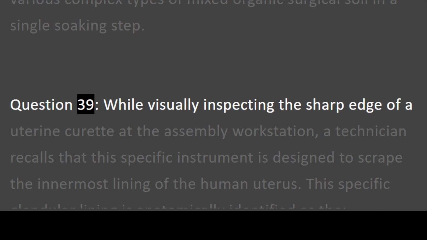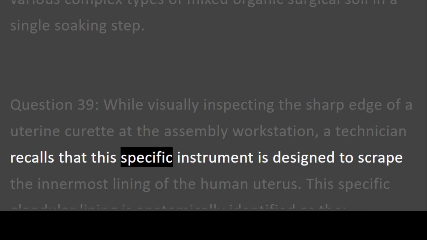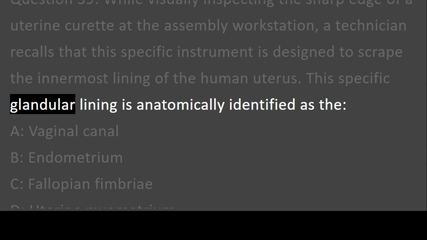Question 39. While visually inspecting the sharp edge of a uterine curette at the assembly workstation, a technician recalls that this specific instrument is designed to scrape the innermost lining of the human uterus. This specific glandular lining is anatomically identified as the A.